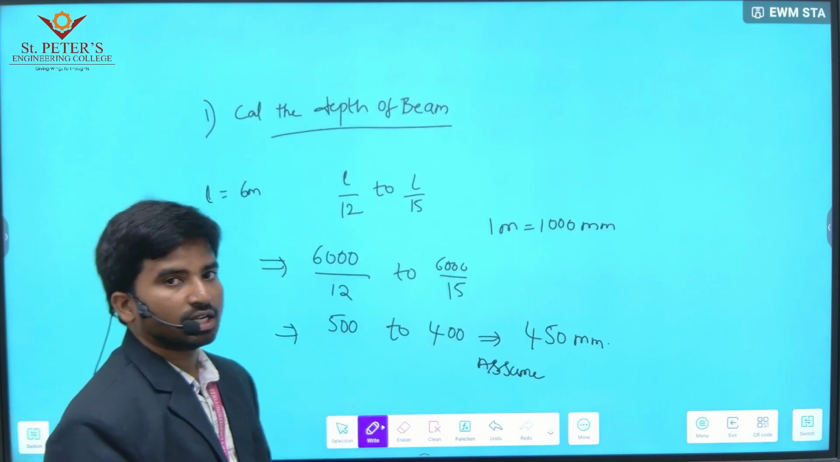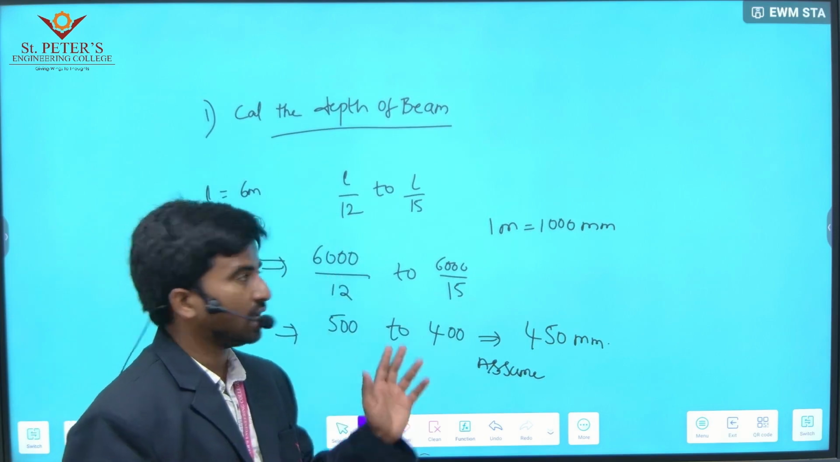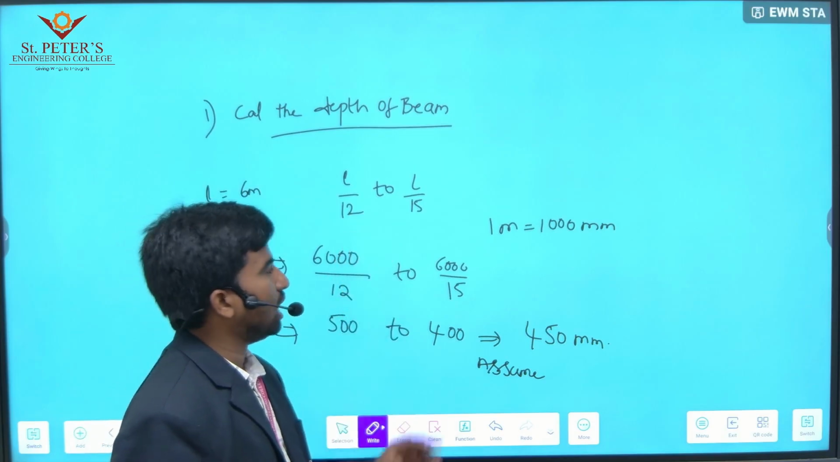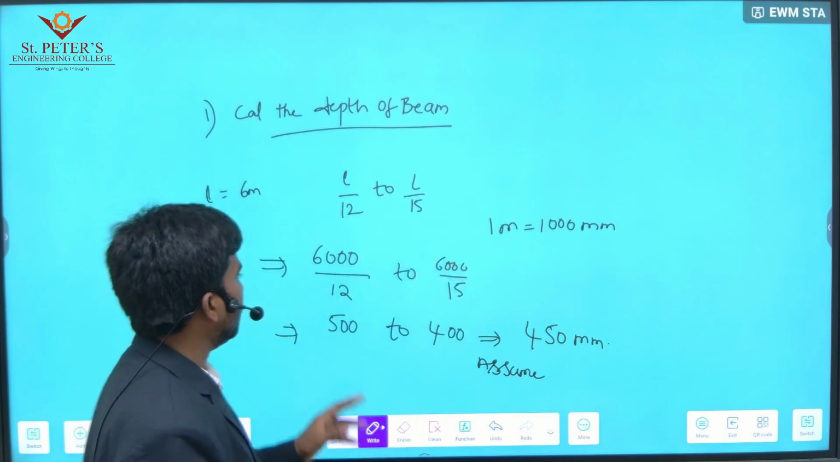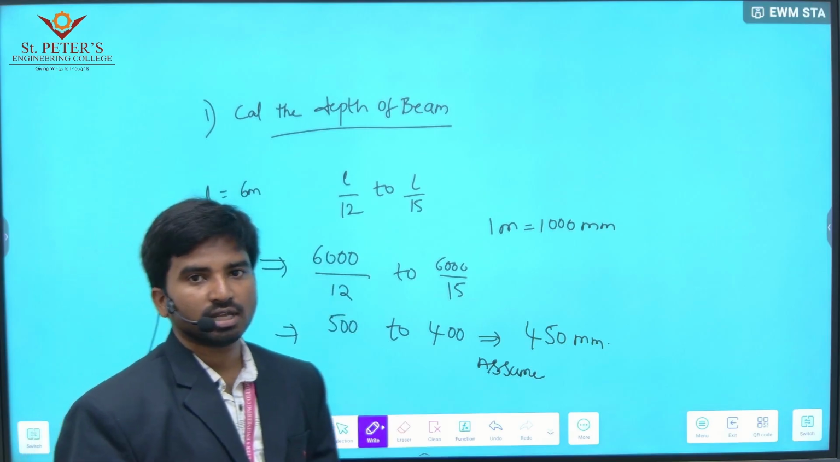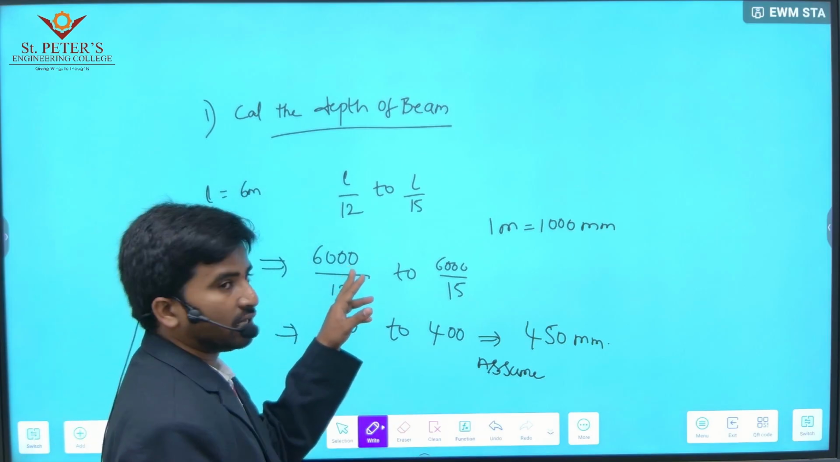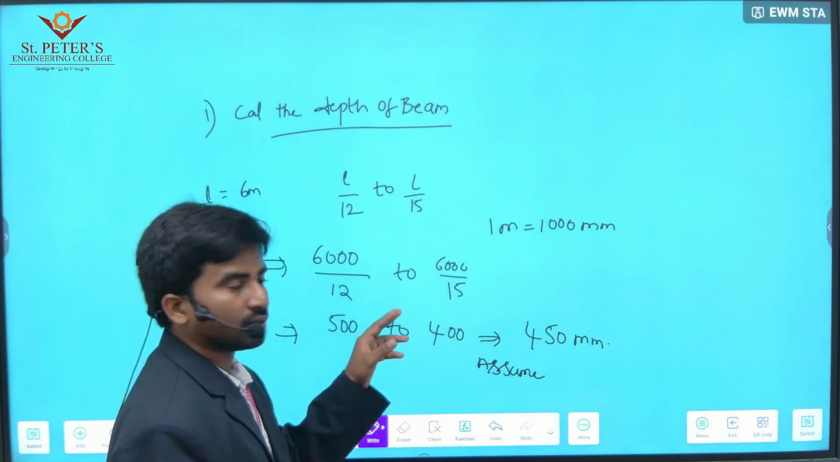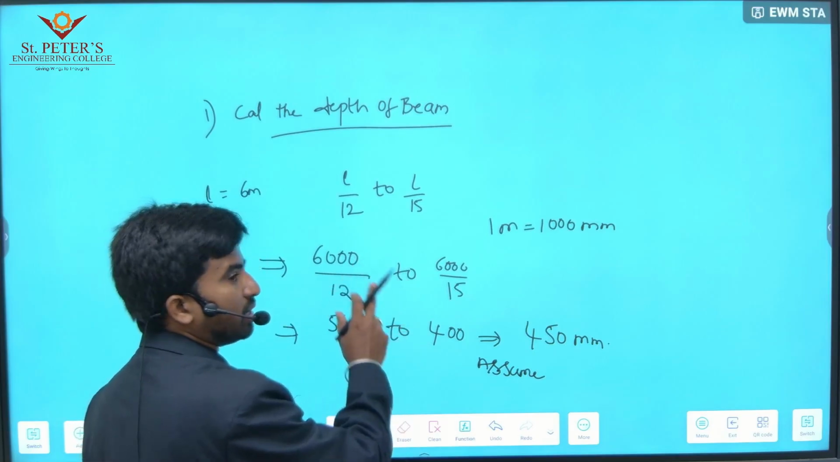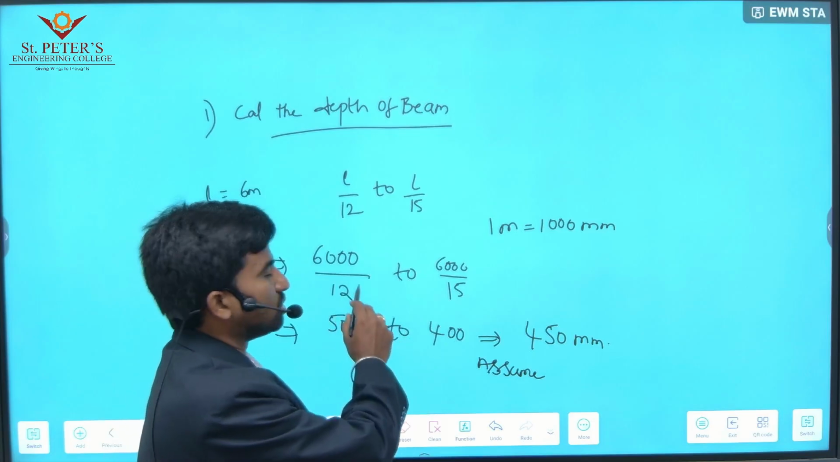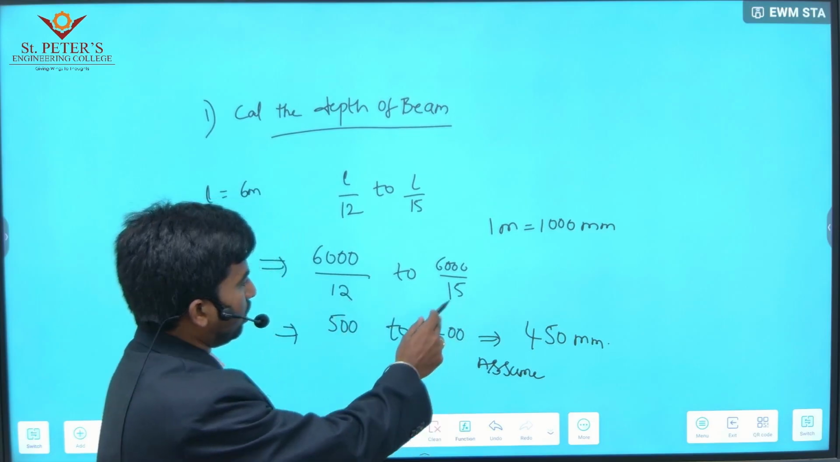Here is the calculation of depth of beam. First step is calculation of depth of beam. Formula is L over 12 to L over 15. Assuming the length of beam is 6 meters, converted into mm, so 6000, as 1 meter is equal to 1000 mm. 6000 divided by 12 to 6000 divided by 15.